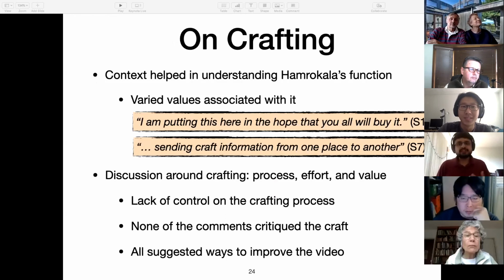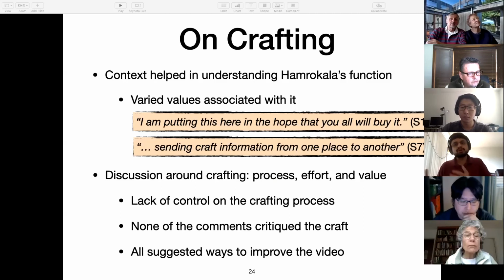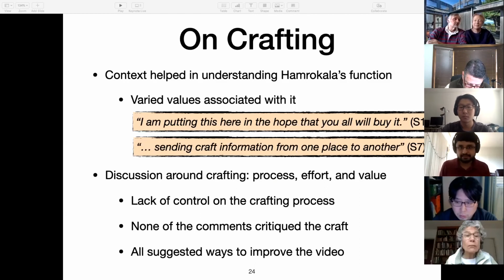Furthermore, the context of crafting helped the sister survivors to understand Hamrokala's function. They attached various values, such as using Hamrokala to sell their crafts or to inform others of their crafting process or practices. Moreover, because the web application was contextualized around crafting, it drew discussion on the sister survivors' crafting process, effort, and value. In the discussion, the sister survivors expressed having limited control over their crafts. The lack of control around crafting could be seen in the fact that none of the audio comments that they provided critiqued the craft, whereas all of the comments suggested ways to improve the video presentation that they had made.